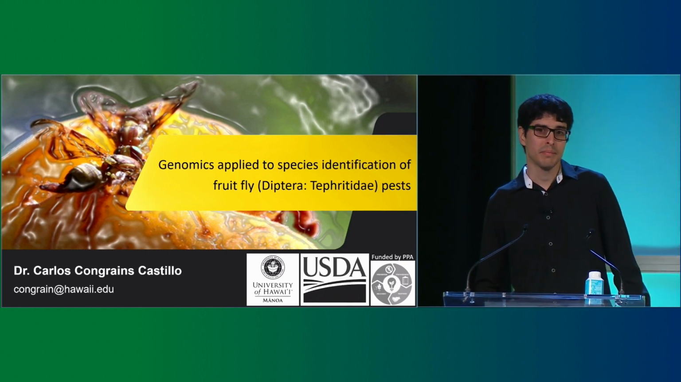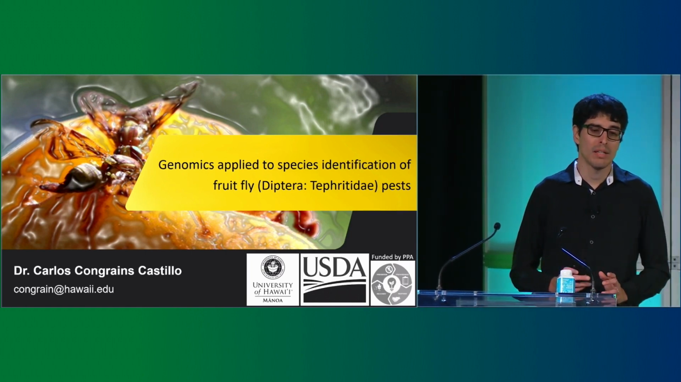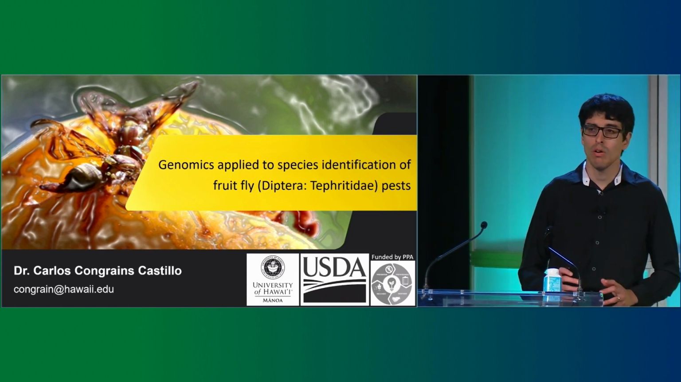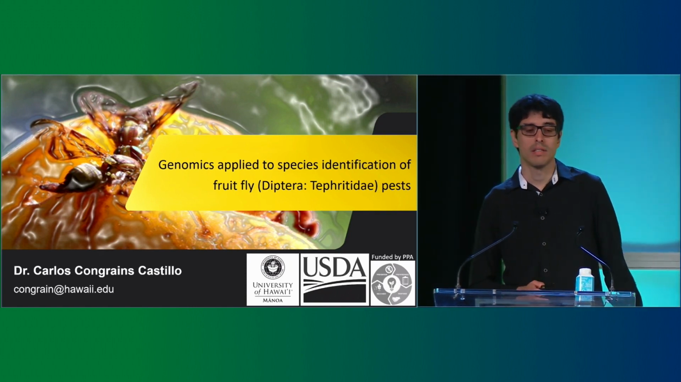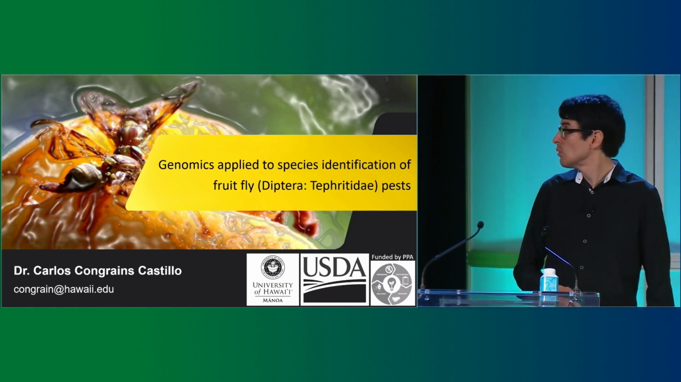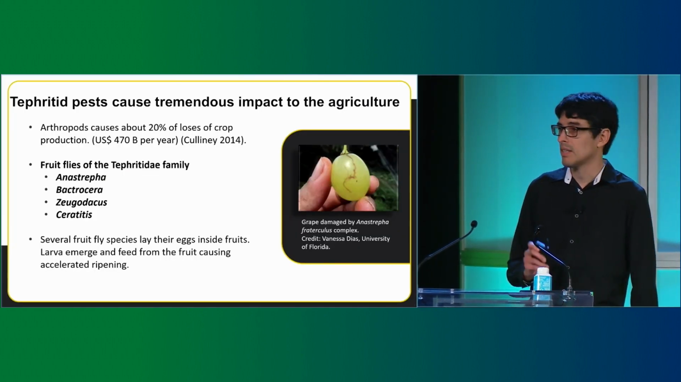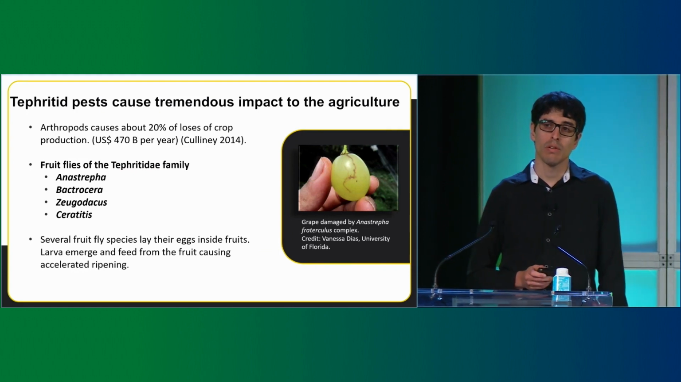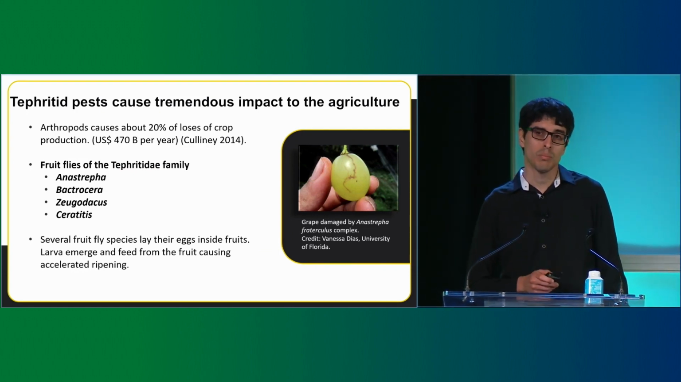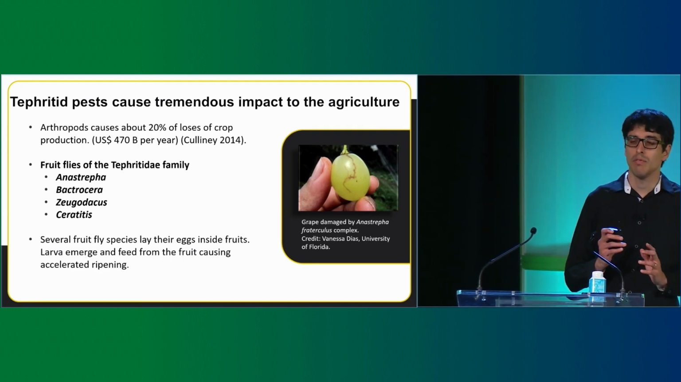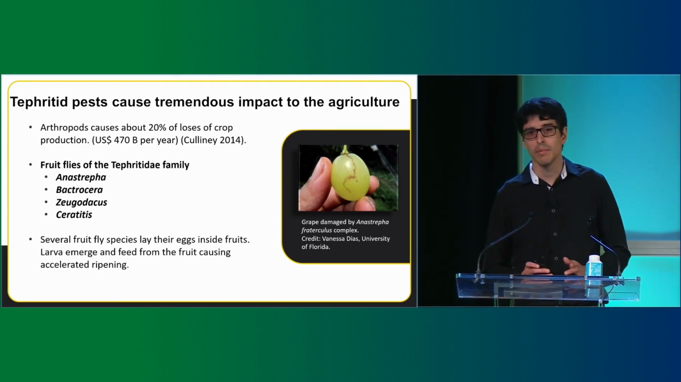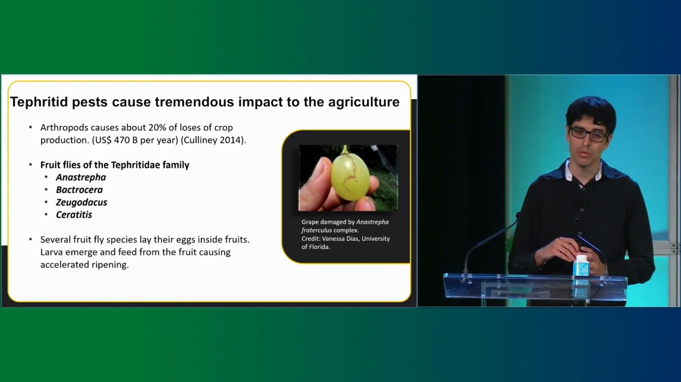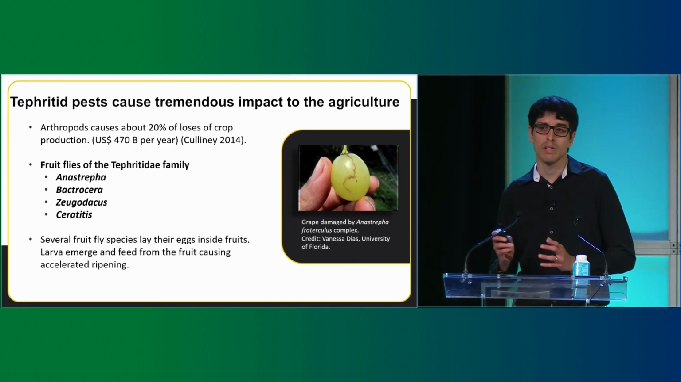Good afternoon, everybody. I'm going to talk about how we can apply genomics for species discrimination. My research is focusing on one family, Tephritidae, and why is it important to study these pests? 20% of the losses in agriculture are caused by arthropods. And specifically, the family Tephritidae infect fruits, because part of the life cycle occurs inside the fruit and then causes damage to different species.